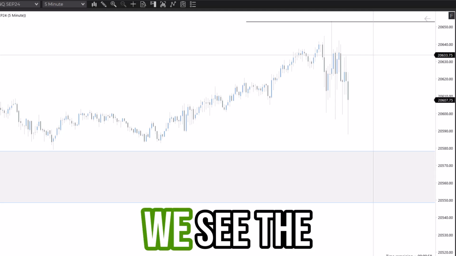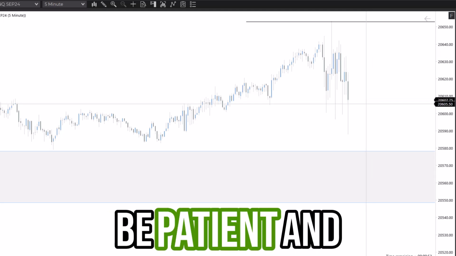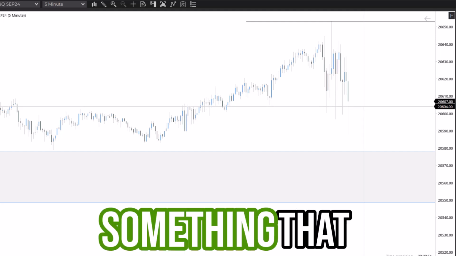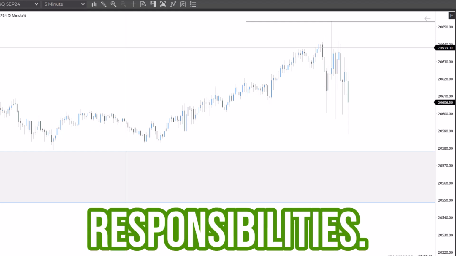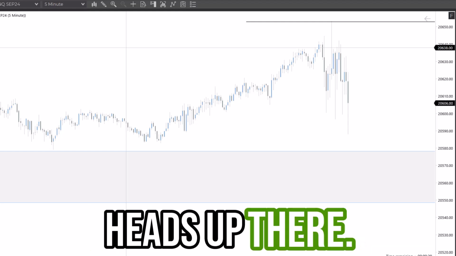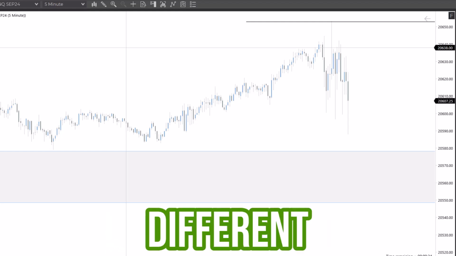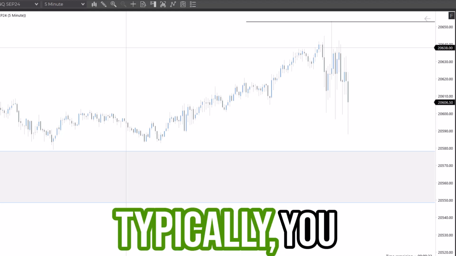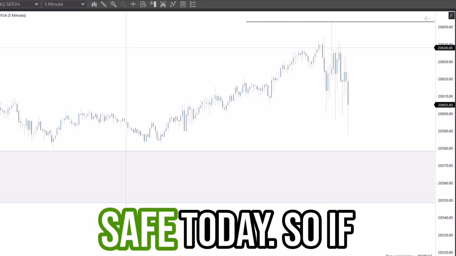So this is where we see the market is currently. We're going to watch to see, and be patient and look for something that makes sense. Also, currently I'm juggling a few different responsibilities, and that's not the best time to trade. Just a good heads up: when you're not able to focus on the markets, with multiple things and meetings coming up, typically you can get burned by the market. But I'm going to try and play it safe today.